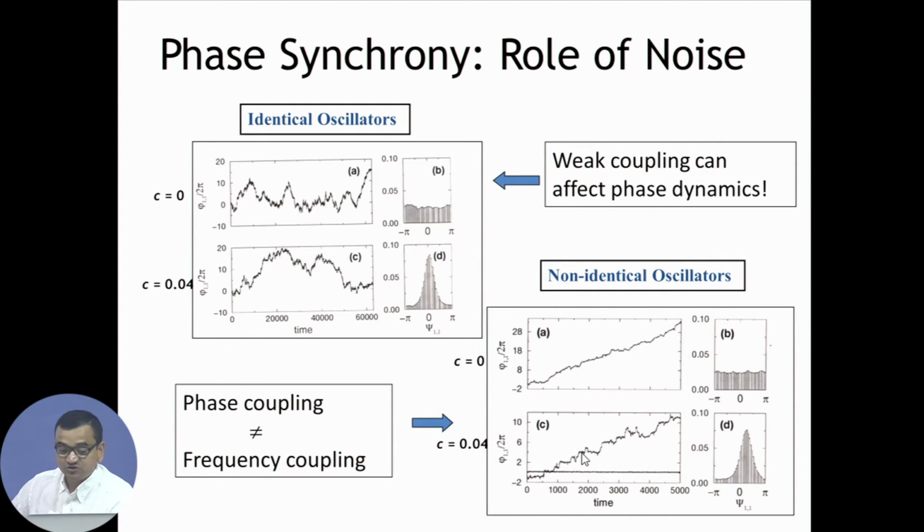So this is also shown here. You can also get phase coupling for slightly non-identical oscillators. That means phase coupling is not equated to frequency coupling. And most importantly, a very small coupling can introduce phase correlations. So phase information is quite sensitive, but you can only measure it statistically.